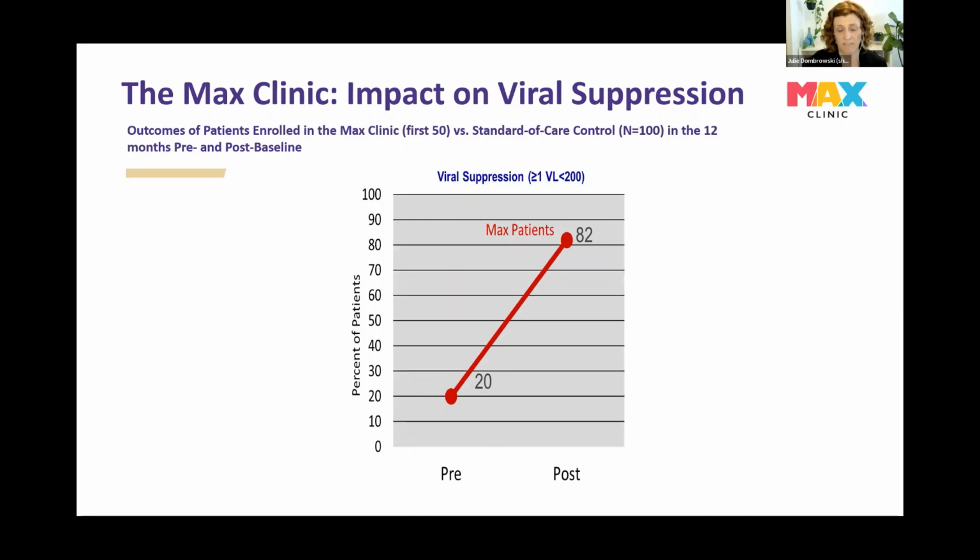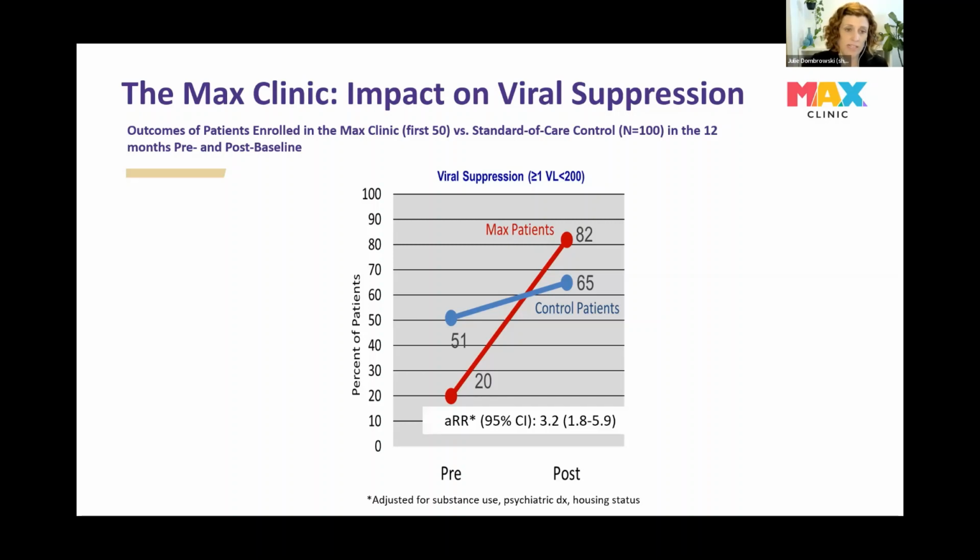And what you can see here was a really substantial increase, with 20% of patients in the Max Clinic having had viral suppression at least once in the year before enrollment, up to 82% in the year after. And importantly, in the control population, viral suppression also increased, again showing excellent standard of care services in Ryan White Part C clinics. But still, patients enrolled in Max Clinic were over 3 times as likely to achieve viral suppression.